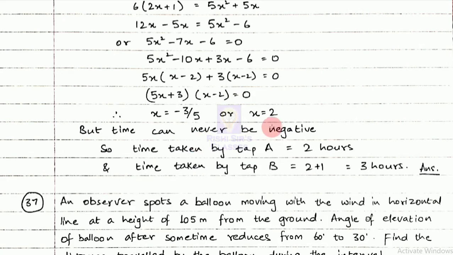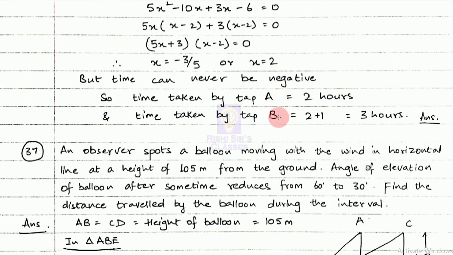That is why the value of x is coming as 2, and of tap B is coming as 2 plus 1, that means 3 hours. Moving on to question number 37.